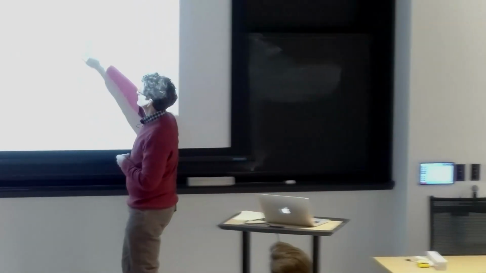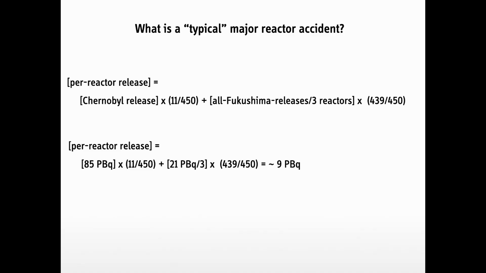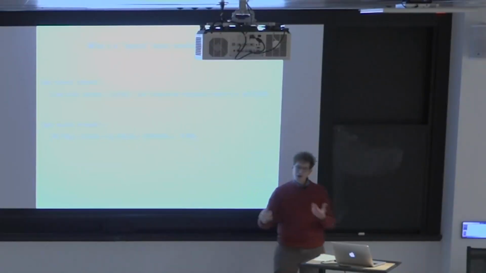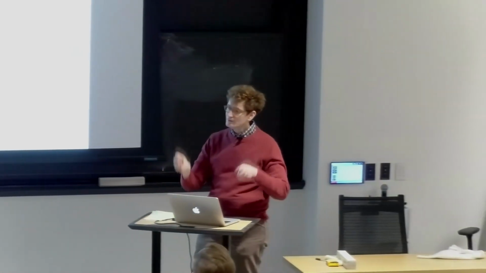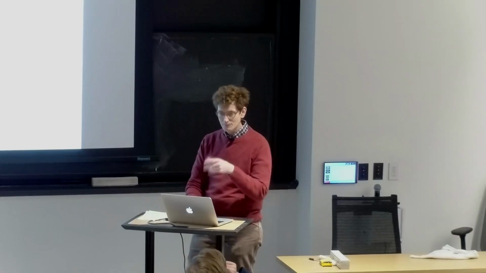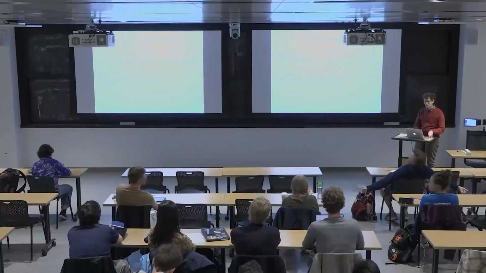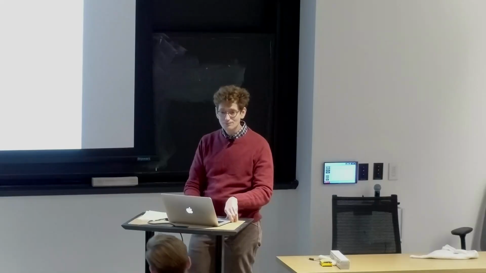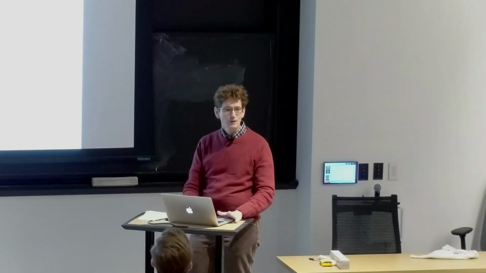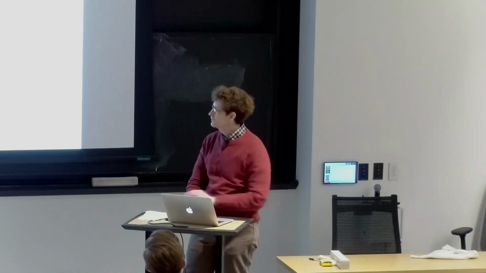So we'll take that release, which is 21, and we'll divide that by 3. So here's the calculation: 85 petabecquerels times this weighting, 21 petabecquerels times that weighting. And it's about 9 petabecquerels for what I'm going to call a typical accident. Where's that number 450? Oh, it's the total number of reactors in the world. All right. This is just my weighting. So this is per reactor accident.